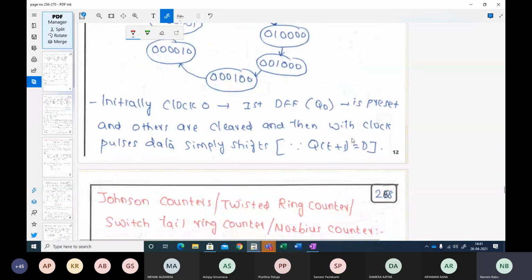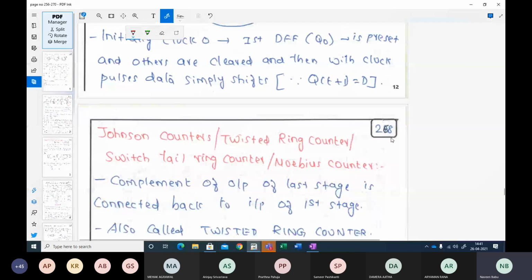Next we have the Johnson counter. It is important that you understand the other names also, because any name may be given in your exam. What is a Johnson counter? The other names are twisted ring counter, switch tail ring counter, or Mobius counter. So these are different names.